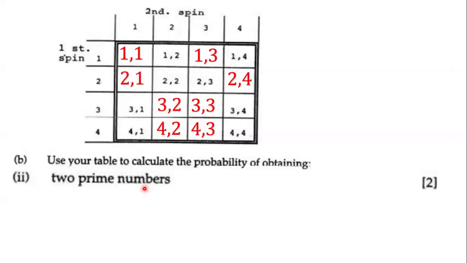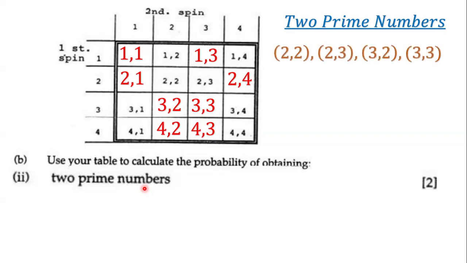Next, it says use your table to calculate the probability of getting 2 prime numbers. Now, what do we mean by prime numbers? Prime numbers are numbers that only have 2 factors, one and itself. So 2, 2, these are 2 prime numbers. 2, 3, these are 2 prime numbers. 3, 2, these are 2 prime numbers. And 3, 3, these are 2 prime numbers.